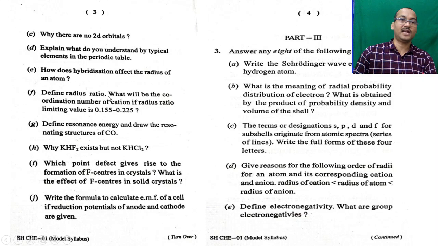Then define radius ratio. What will be the coordination number of cation if radius ratio limiting value is between 0.155 to 0.225? Then define resonance energy and draw resonating structures of carbon monoxide. The next question, why KHF2 exists but not KHCl2? Okay, so you have to write the reason.